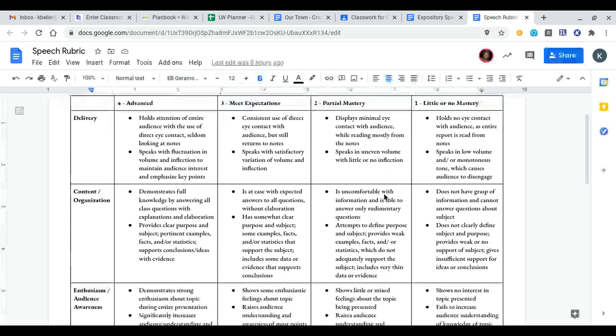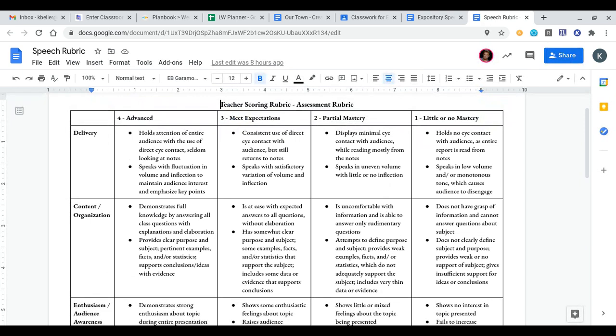Otherwise, the rubric is pretty detailed on what you'll be graded on for this. So I'm scoring you the same way I kind of score on your essays, where things are broken into categories. The far side on the left is our advanced category. So that's if you're exceeding expectation, essentially. The three is if you're meeting expectation. Two is you're kind of meeting expectation. And then one, you have little or no mastery over the standard that we're trying to attain.